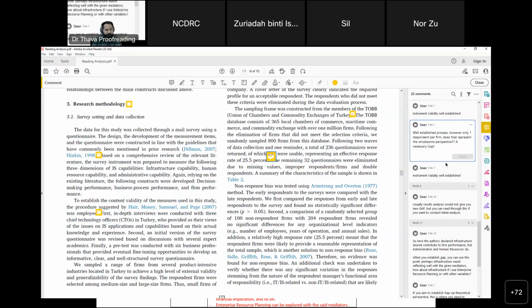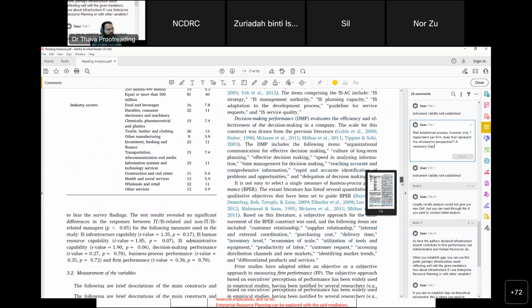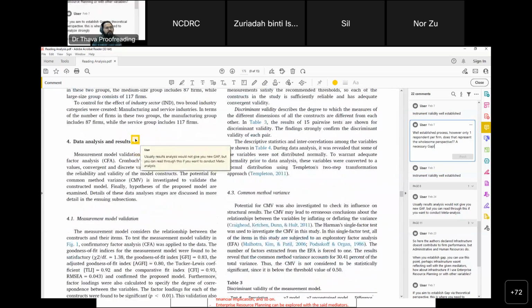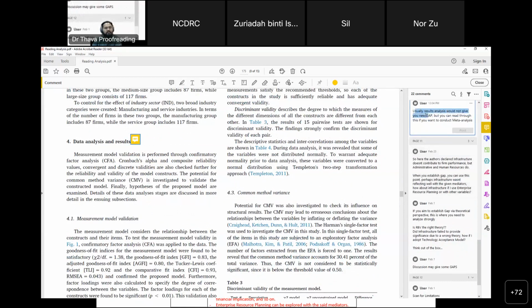This is a very big problem. It's okay for this paper, but this is where you can actually explore. It's a well-established process, however, only one respondent per firm. Does that represent the wholesome perspective? A necessary gap. Then the rest is all okay. You can go to data analysis and results. If you want to read, you can definitely read. Usually, result analysis would not give you a new gap. It won't. Usually you'll do comparative analysis when you do results and discussion.